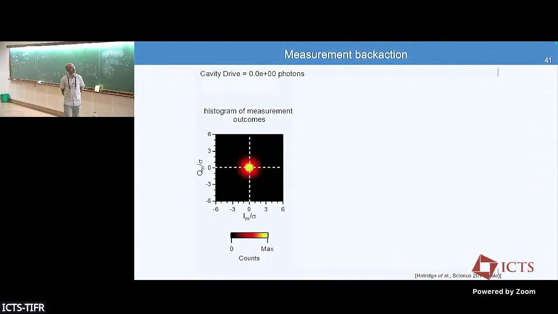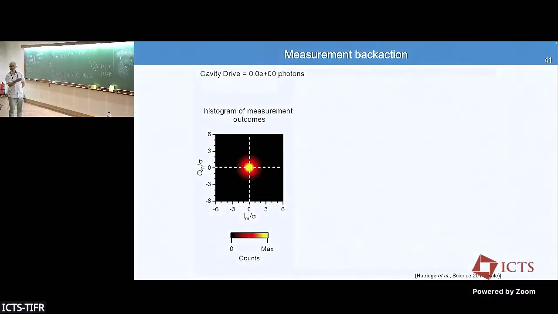Okay, so the final experiment I'd like to mention before going to part 2 is this one by the Yale group. So here is a movie of the measurement process. You see again these histograms that I've been showing as simply a disk. So here is an actual measurement. It's a 2D histogram, and you see a Gaussian function here from the vacuum state.